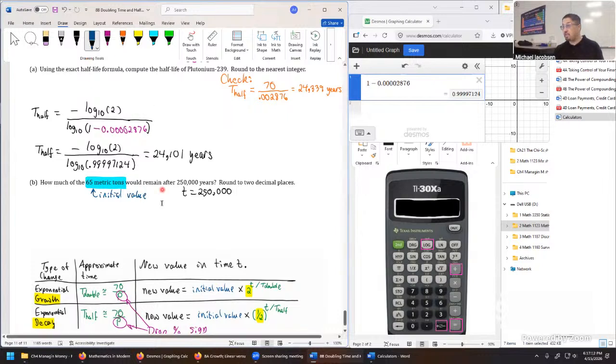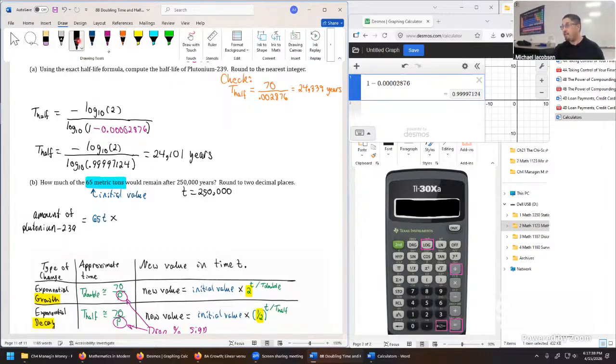Now that we have both of those all together, we can say the amount left, amount of plutonium-239, is going to be the initial value. So take 65 metric tons. Unit for that is just a lowercase t. Multiply by this portion right here. This is going to be the fractional decay rate. So 1/2 to the power of t.